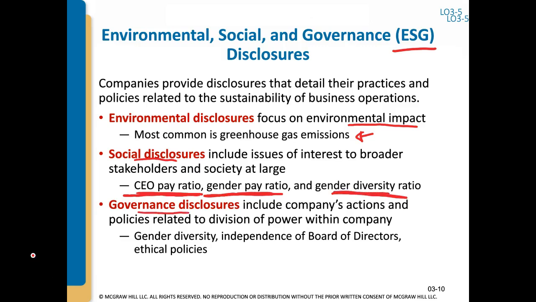There's also governance disclosures, which include the company's actions and policies related to the division of power within the company. So they have disclosure about their independence of the board of the directors who oversee the company. So the CEO of a company essentially reports to the board of directors. So there's oversight there. Governance will also talk about any ethical policies and gender diversity that they have.